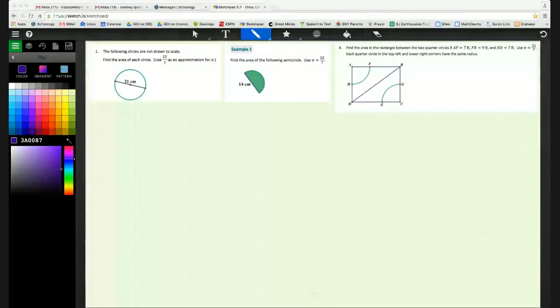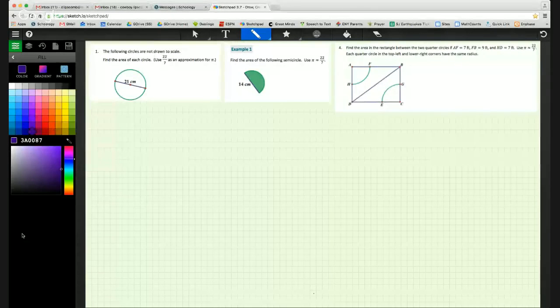Welcome, 7th grade. We're going to do 7M3 lesson 17 and maybe a little bit from 18. We are going to be talking about how we find areas of circles and pieces of circles and shapes that contain circles. So let's get over to our sketch pad and look at 3 problems that are directly out of 7M3 lesson 17 and 18.